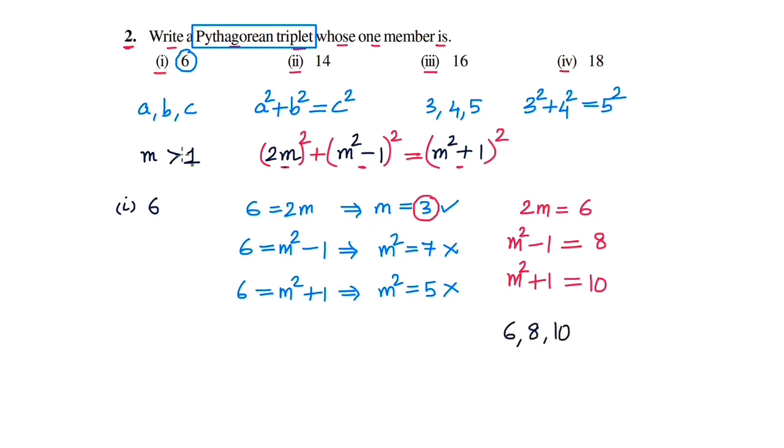As you can see also, 6 is one of the members, right? Hence we can say that our triplet is correct. I hope you have understood how to solve for this part. This is how we will solve this type of question.